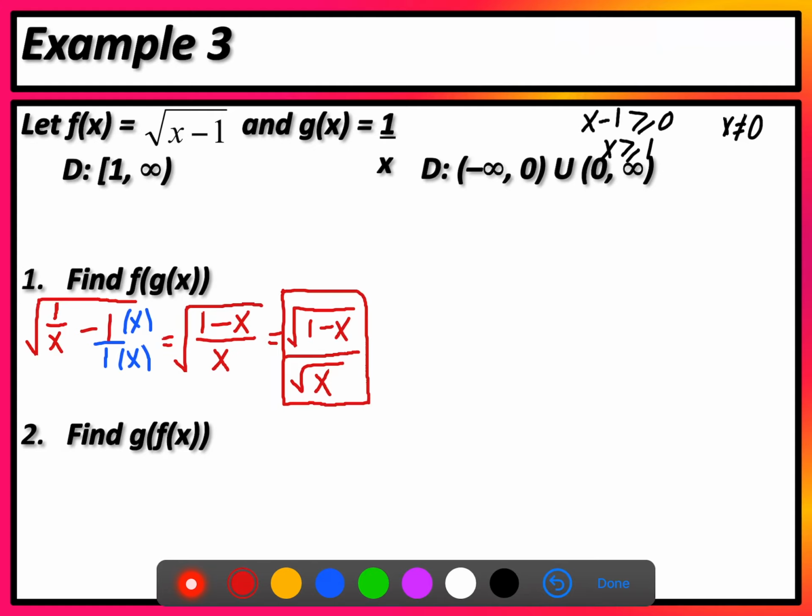So let's first take into account the domain from g, which excluded 0. And now we want to look at the domain that we would get from this new function. In the new function, I know that 1 minus x would have to be greater than or equal to 0 because that's a square root in the numerator. So that portion gives me x is less than or equal to 1.